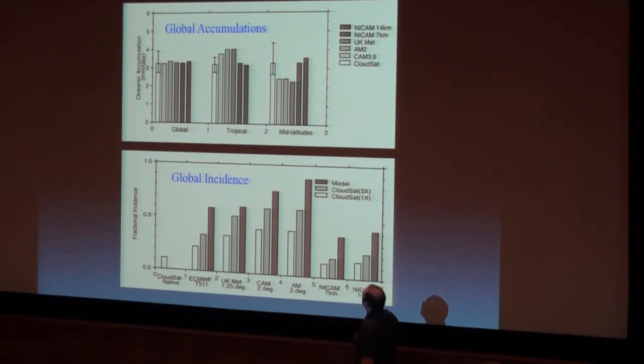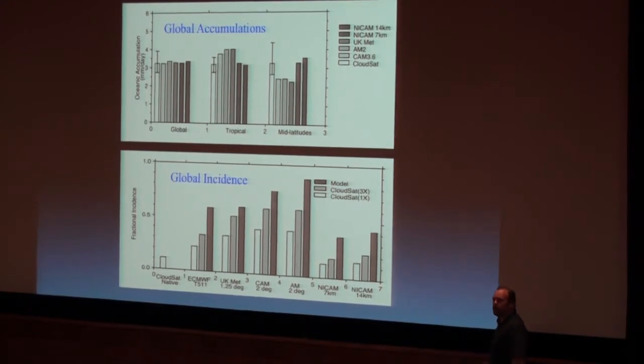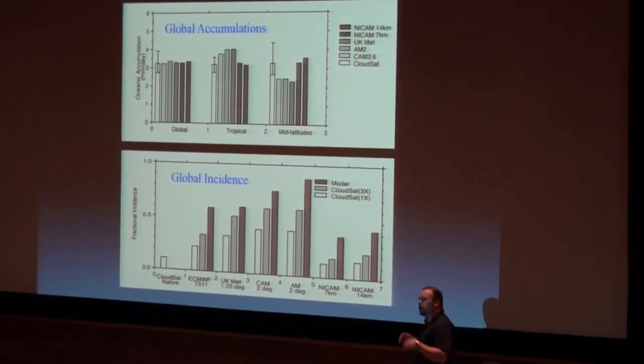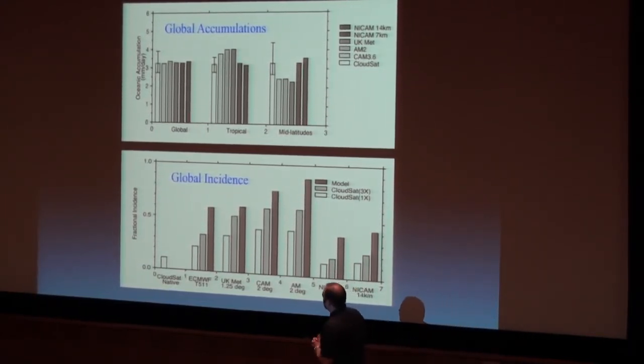And one thing we showed here from this paper that I wrote with Graham Stevens at Colorado State, basically that climate models tend to be drearier than they should be. It rains more frequently, and they have more frequent light precipitation than is observed.